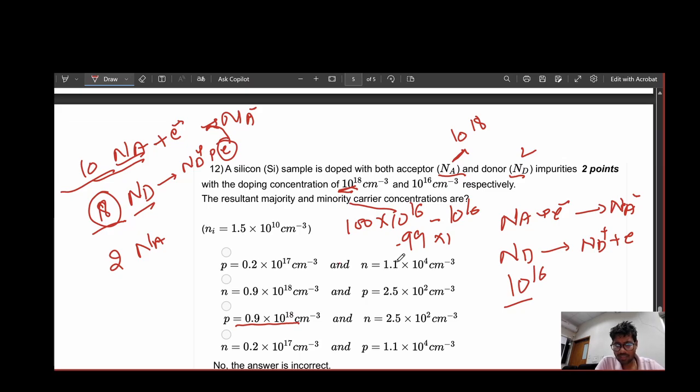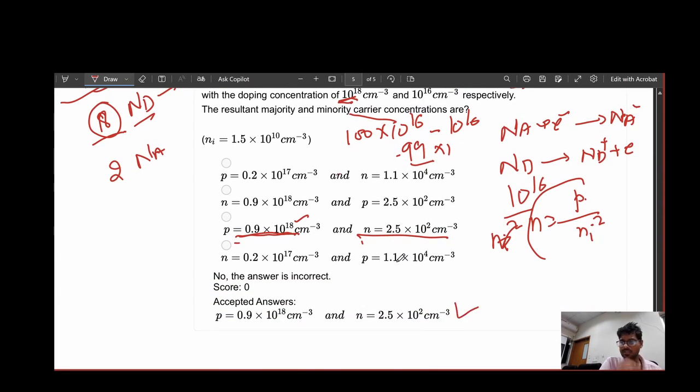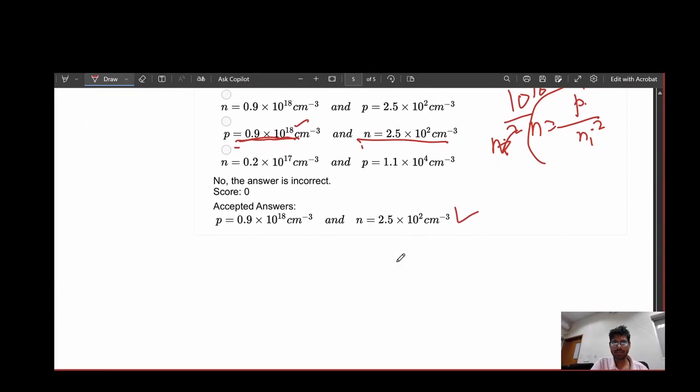And then Ni square. Now n is equal to n naught, and n is equal to Ni square divided by p naught. From here you can calculate. Because this is P type, 10 raised to power 18 will be 0.9. Actually it should be 0.99, but it is given as 0.9. This is the correct answer. Any doubts till now?